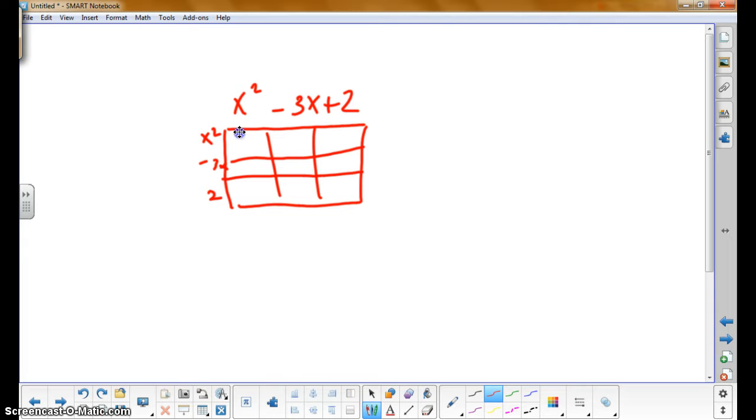So we multiply each one of these, that one times that one, to get what fills in here. Negative 3x cubed, 2x squared, negative 3x cubed, negative 9x squared, now that's a positive 9, and negative 6x, and 2x squared minus 6x plus 4.